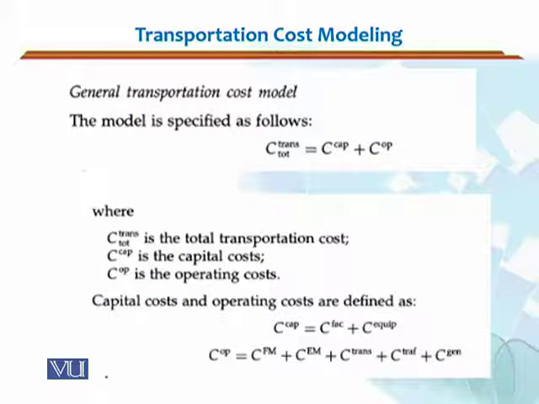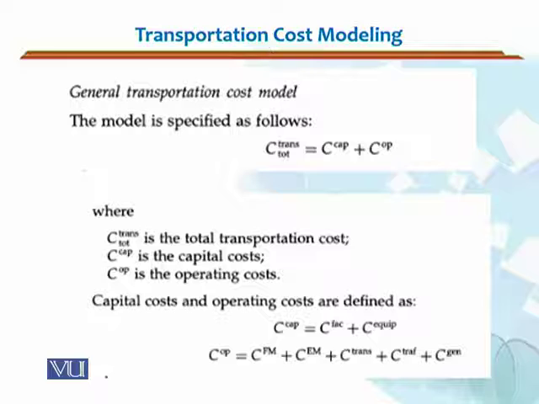Let us look at the general transportation cost model. The model would be specified as C total trans equal to C cap plus C op, where C total trans is the total transportation cost, which comprises C capital, which is the capital cost, and C op, which is the operating cost. So there is a fixed cost and there is a variable cost, or the operating cost, including the overheads. The capital cost and operating costs are defined as follows.